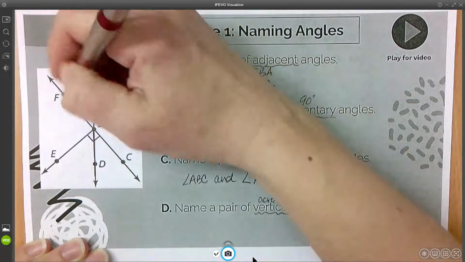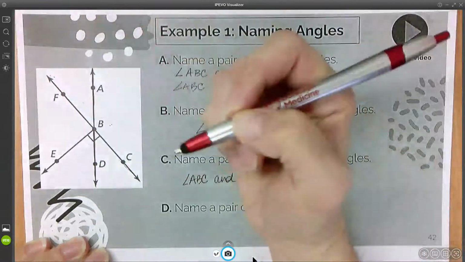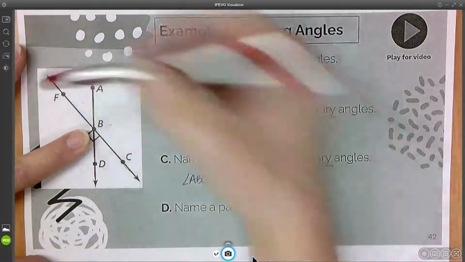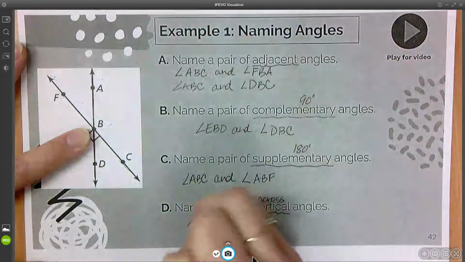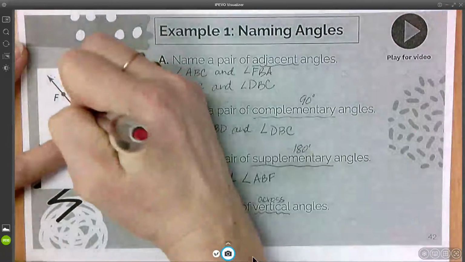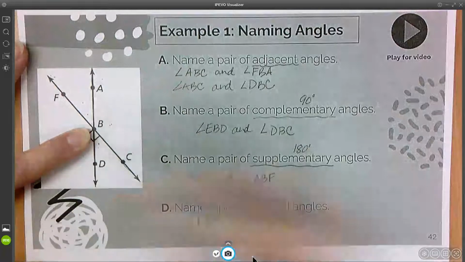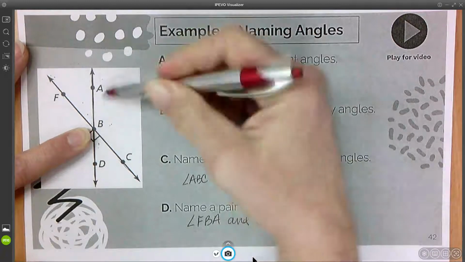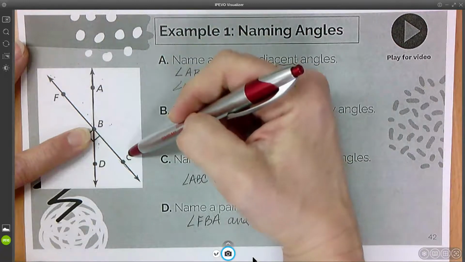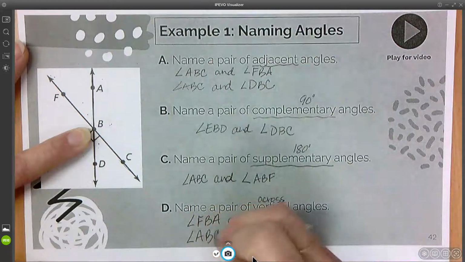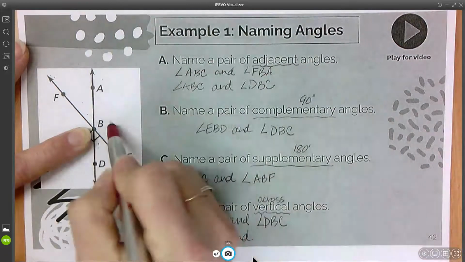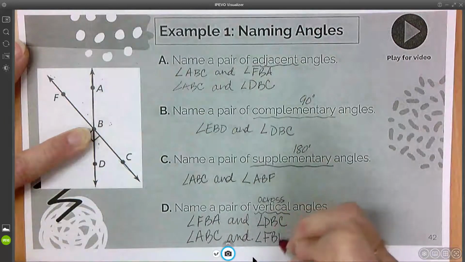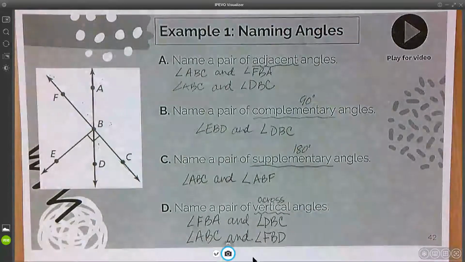So a pair of vertical angles created by those, you almost imagine that this ray is gone, would be FBA. If I'm in this angle and I jump over the vertex, I land here, which would be angle DBC. Or I could have started out here in angle ABC and then jumped across the vertex into this angle of FBD. And because those are vertical, they are also equal in measure.